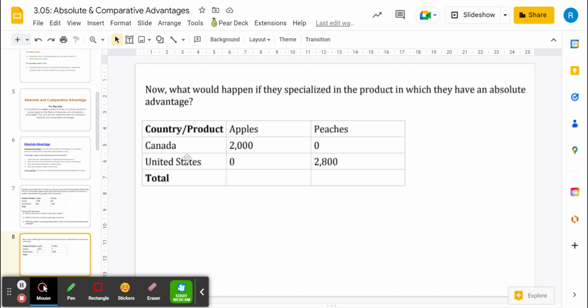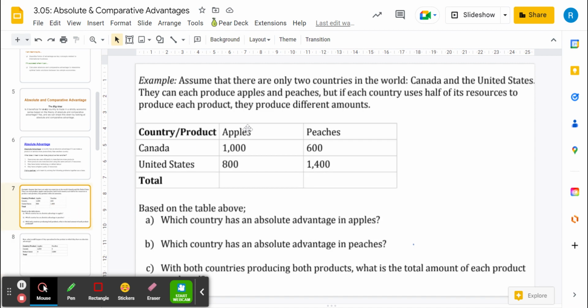So we know that Canada has an absolute advantage in apples and the States has an absolute advantage in peaches. What if instead, just to slide back to the last slide, what if instead of them each using half their resources to make apples and half to make peaches, Canada said, well, we're better at making apples, we have an absolute advantage. What if we just devote 100% of our resources to make apples? And then the States, which has an absolute advantage in peaches, what if they said, let's just devote 100% of our resources to make peaches?